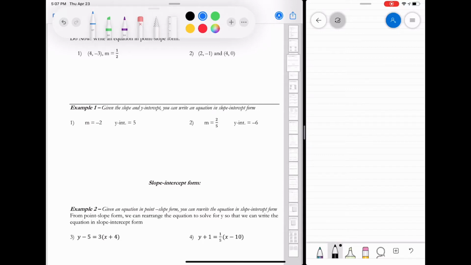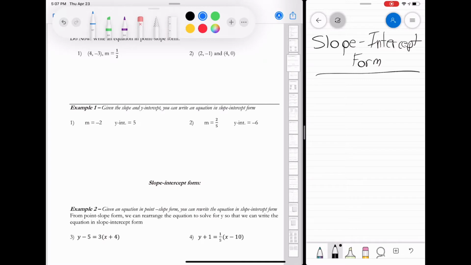So we're going to focus on slope-intercept form today, all right? Now, we've already gone over this, but let's just refresh everything. Let's take a look at packet page 8. The do now is pretty straightforward. It just wants you to write it in slope-intercept form.